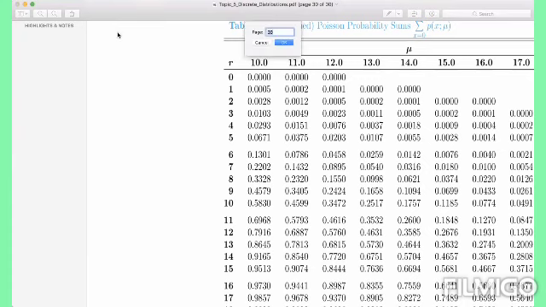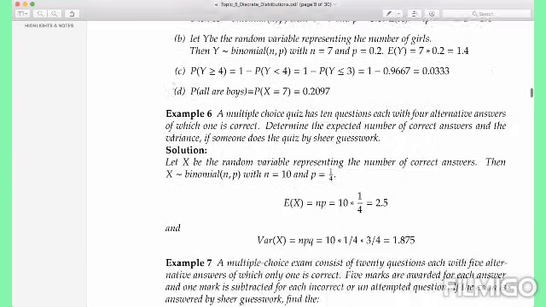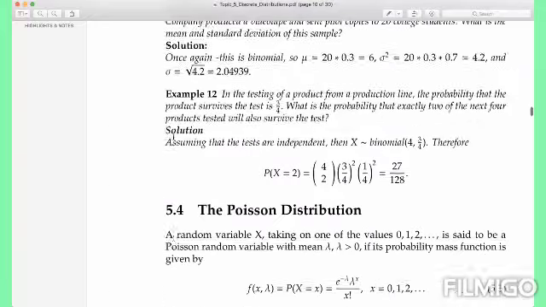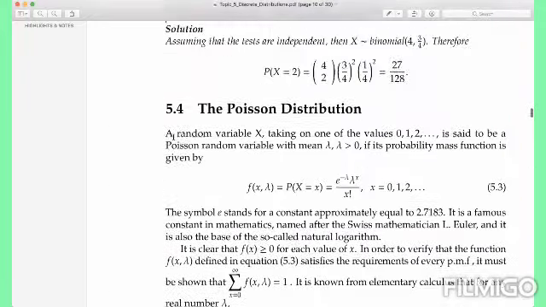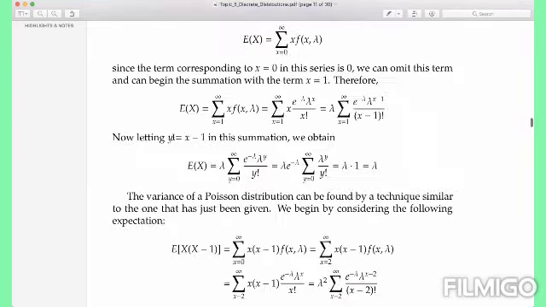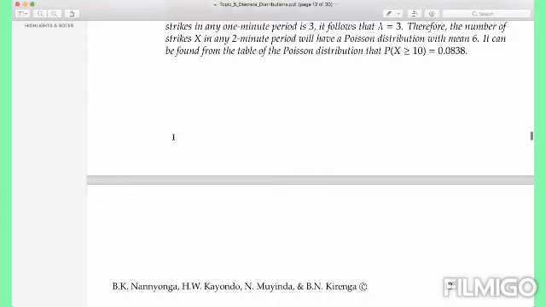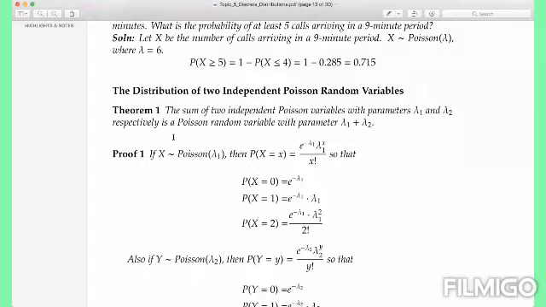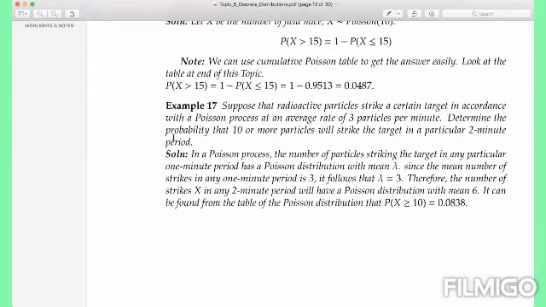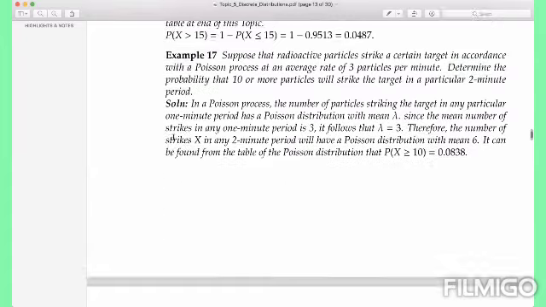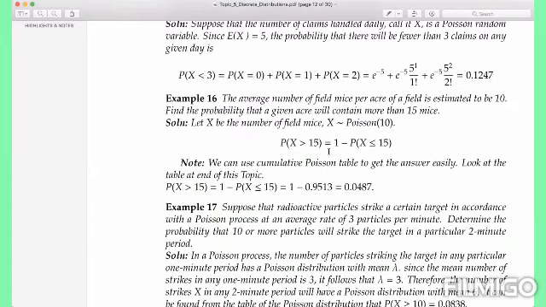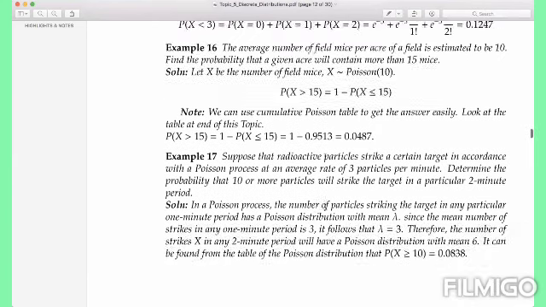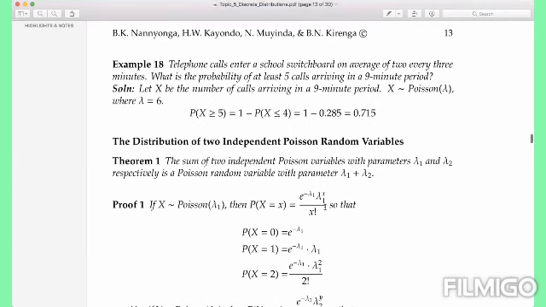Before I conclude this Poisson, allow me to say something about the sum of Poisson random variables. Hope you've gotten this one for the tables, because now this value from x equals 0 up to 15 is this one. Kindly confirm, and then you should smile.